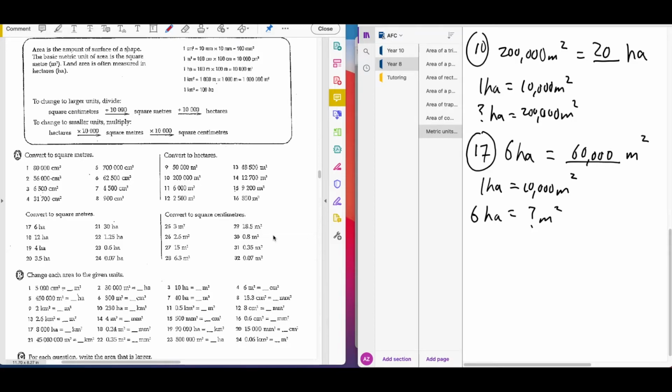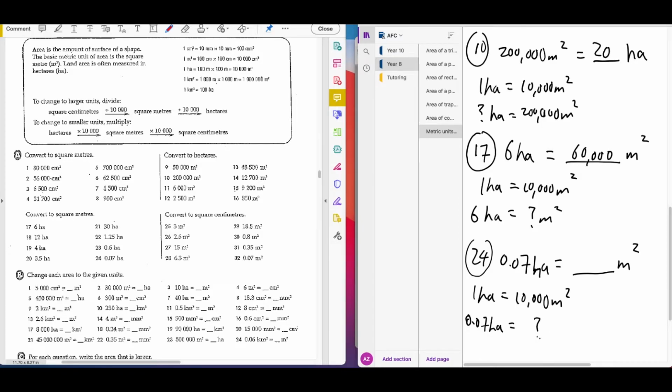Let's do a slightly harder one. 0.07 hectare is equal to how many square meters, right? So if 1 hectare is equal to 10,000 square meters, then 0.07 hectare is equal to how many square meters?